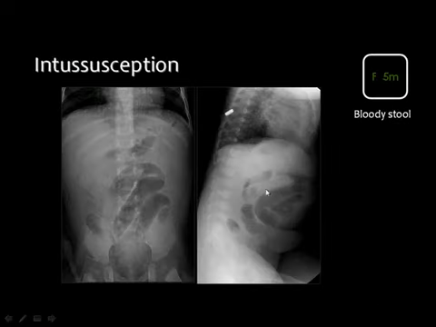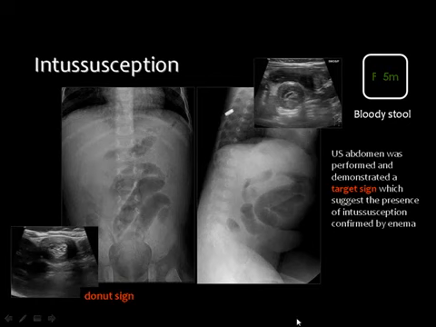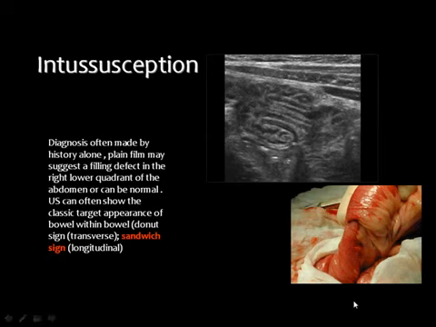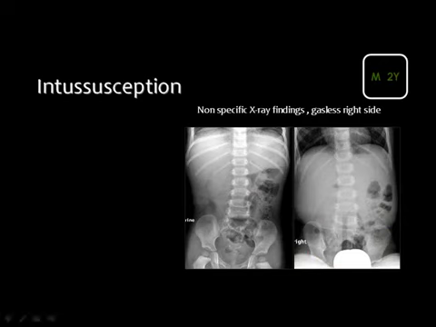Then this plain film is non-specific for a certain disease. You only see some bowel loops which are distended by air. Then this ultrasound examination gives the classic appearance of the donut sign or the target sign, which is diagnostic of a small bowel intussusception. Then intussusception in a longitudinal scan can be seen like this, which is known as the sandwich sign, where you can see one of the loops invaginating inside the other loop by the ultrasound examination.